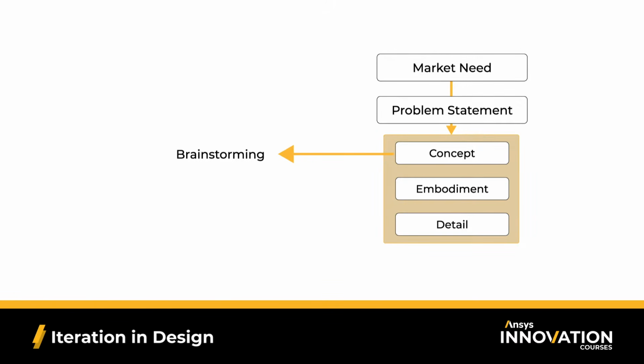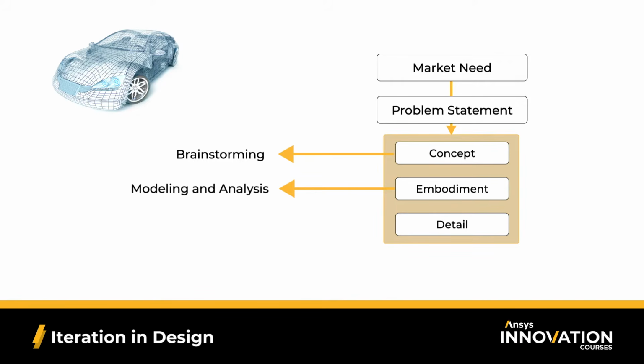Next, we're at the embodiment phase, where we'll be modeling and analyzing our various options and evaluating and selecting layouts. Here is where we may use CAD software or even 3D printing to make sketches and models of our designs, such as the car I'm showing here.